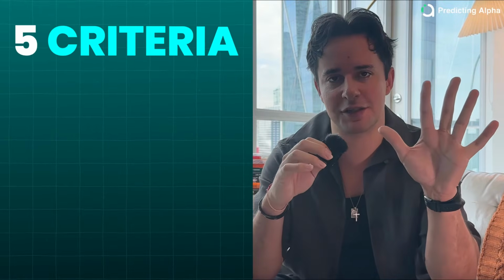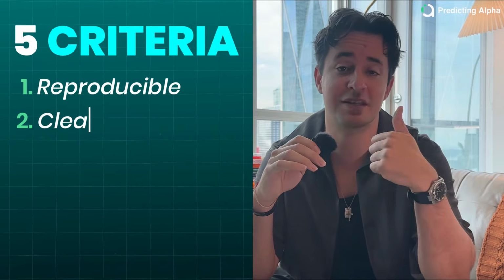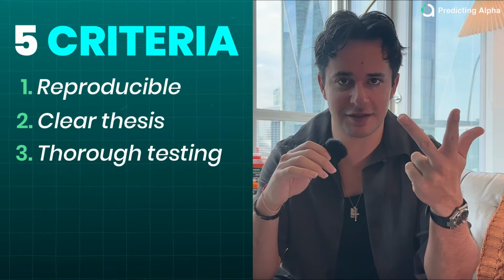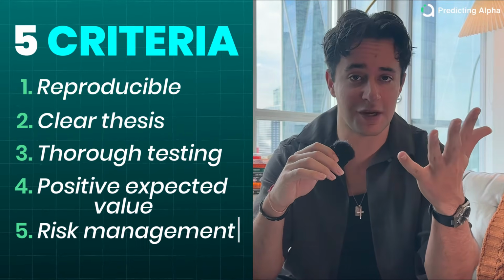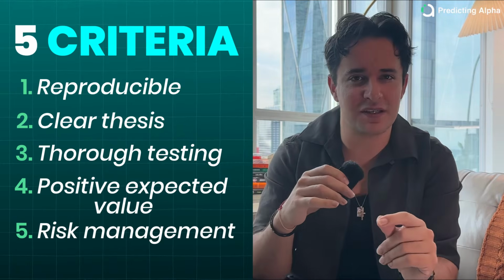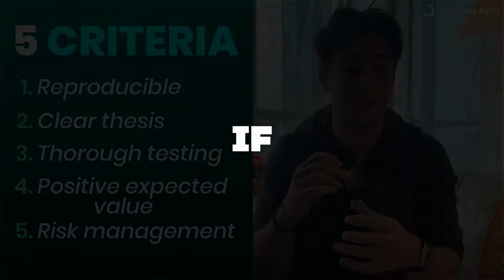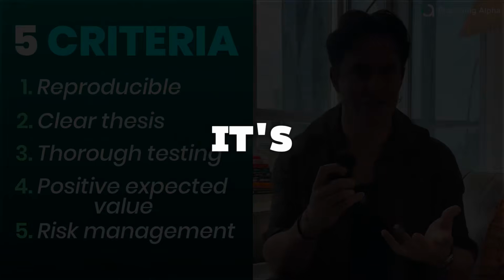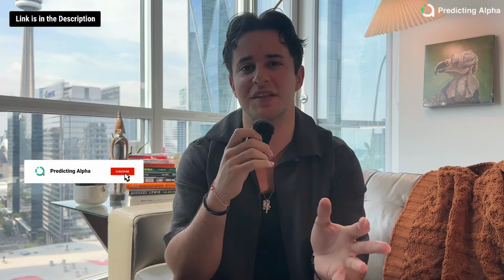So a real trading strategy needs to pass 5 criteria. It needs to be reproducible, it needs to have a clear thesis, it needs thorough testing, positive expected value, and risk management. If even one of those things is missing, then it's not a viable strategy. If you're making money without these things in place, really it's just luck. So let's walk through this checklist together, and I'm going to give you examples as we go so you can actually see these things in practice.